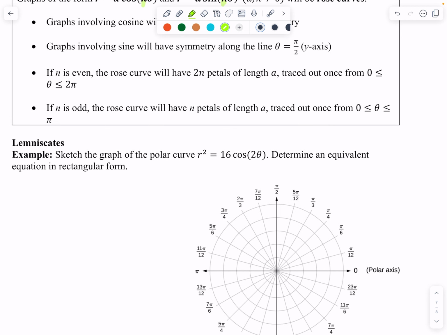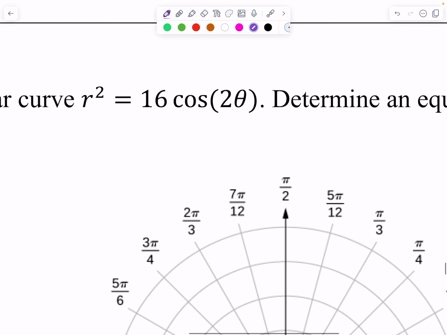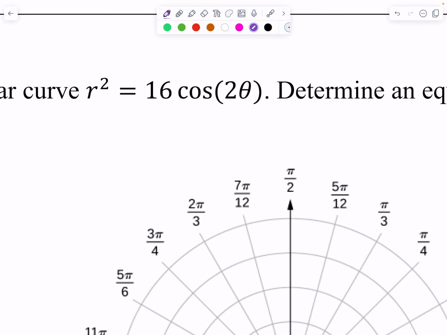Okay, and then the last curve that we're going to talk about is not rose curves, it's lemniscates. Lemniscates are kind of interesting, and I'm probably saying it incorrectly, but they end up looking like infinity symbols to me. So first of all, this equation is kind of different than what we've been looking at, right? r squared. So that means that r can be positive or negative.